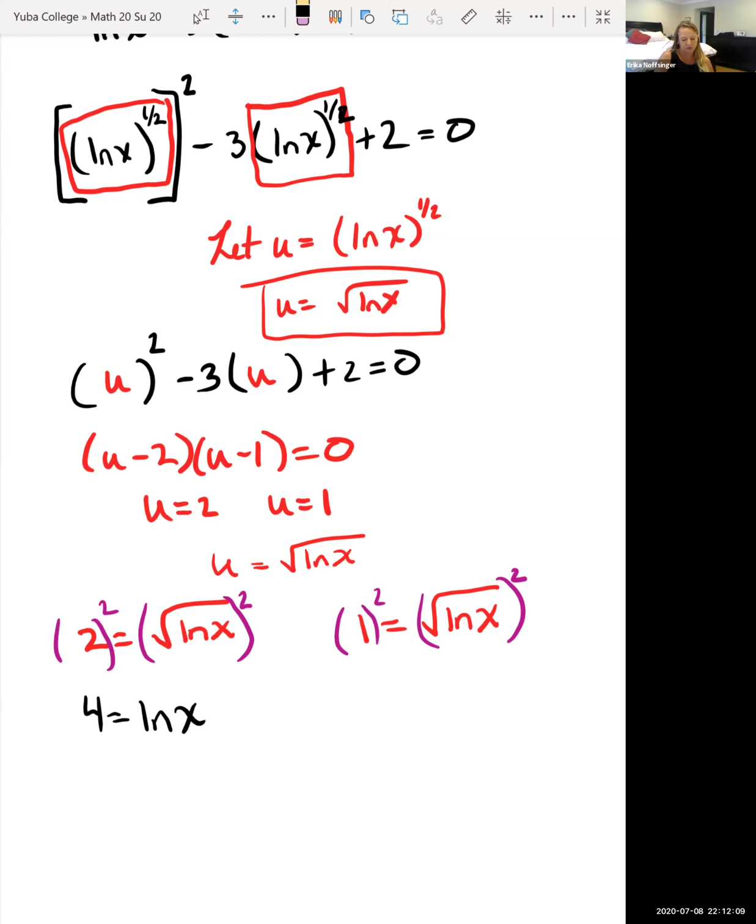By definition, this is equivalent to saying our base e, raised to that 4th power, is x. Okay, so we got x is e to the 4th. Square both sides of your equation here. And so squaring both sides, we get 1 is equal to ln of x. So by definition, this is saying e to the first, our exponent, is equal to x.